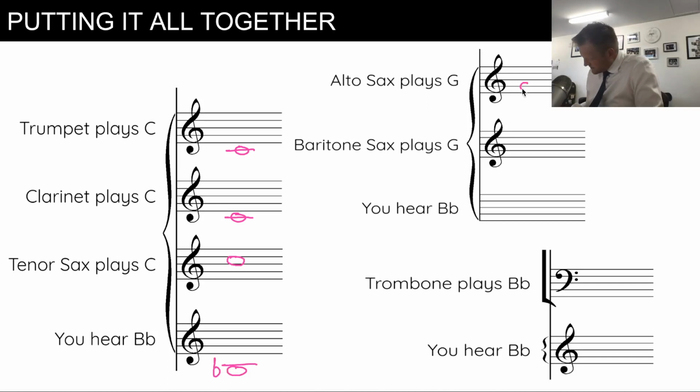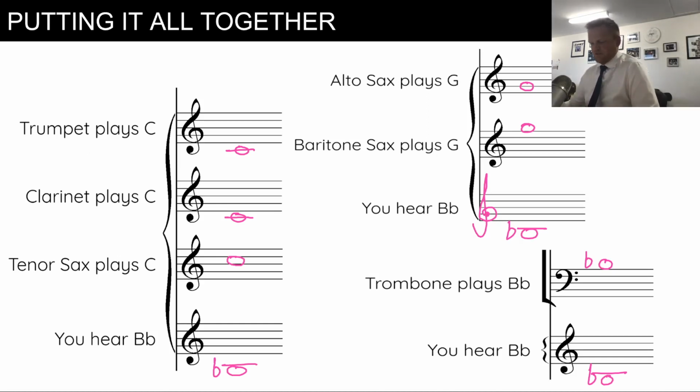Alto sax, this G, baritone, this G, and you're going to hear, let's do it in treble clef, this B flat, and the same with the trombone. So the trombone plays this B flat, and you're going to hear this B flat. So that's how you get everyone playing in unison, not to be confused with playing octave unison. This means everyone's actually playing exactly the same note.